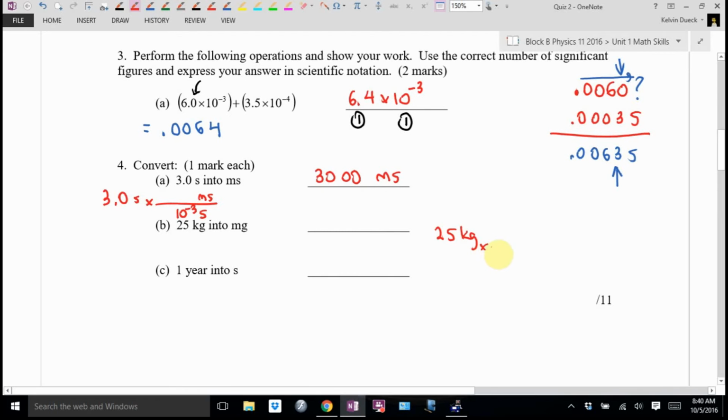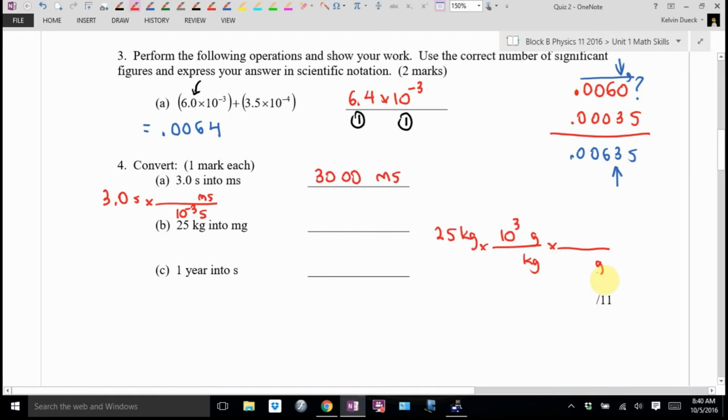So to get rid of kilograms, kilograms on the bottom, grams on the top. Kilo is 10 to the third. The 10 to the third goes where the letter isn't, where the kilo isn't. Don't try and memorize, does it go on the top or does it go on the bottom? Depends how you write the fraction. It goes where the metric prefix is not.